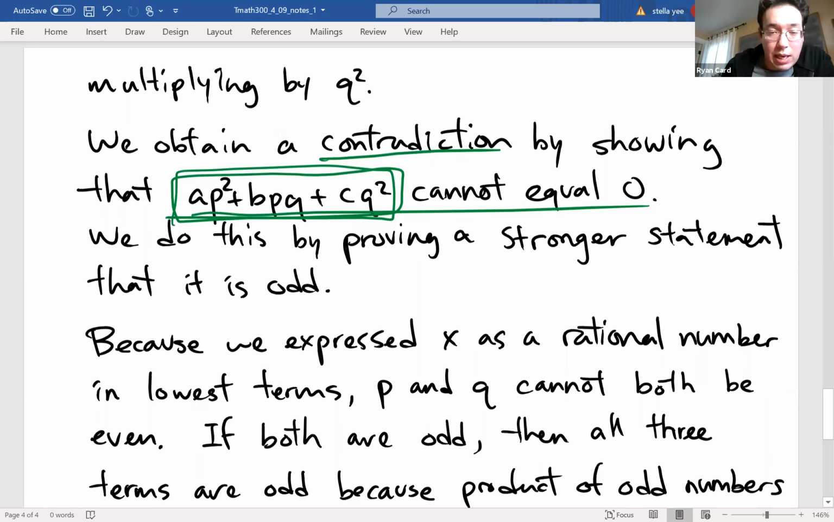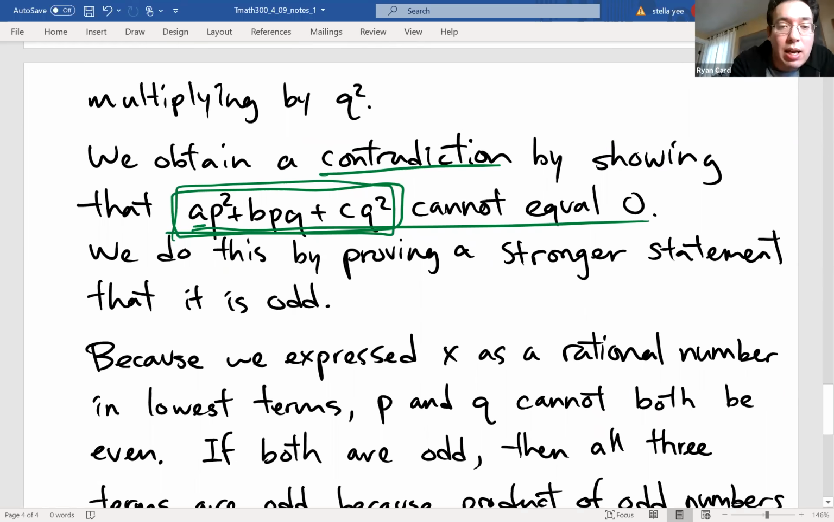Okay, so let's look at all the cases. What we know is that A, B, and C are all odd numbers, and P and Q, at least one of them is not even, right? They can't both be even. So let's say P and Q are both odd.